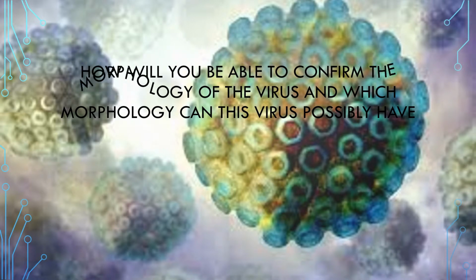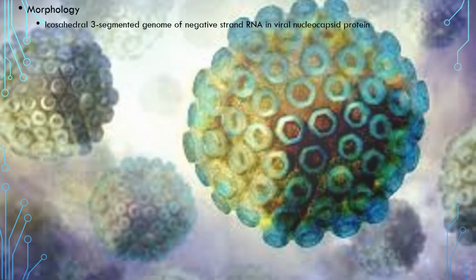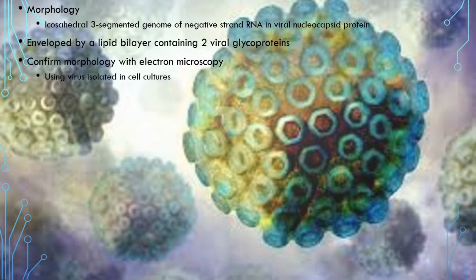How will you be able to confirm morphology of the virus, and what morphology could the virus possibly have? The morphology of the Rift consists of an icosahedral 3-segmented genome of negative strand RNA in viral nucleocapsid protein. It is enveloped by a lipid bilayer containing 2 viral glycoproteins. One can confirm morphology of the Rift Valley fever virus with electron microscopy using the virus isolated in cell cultures.